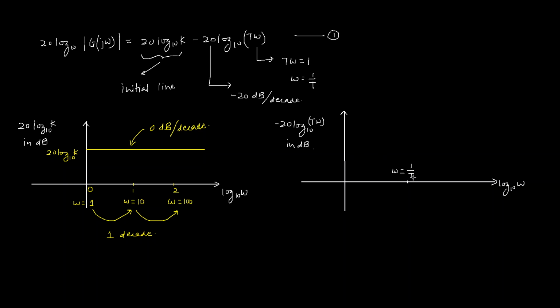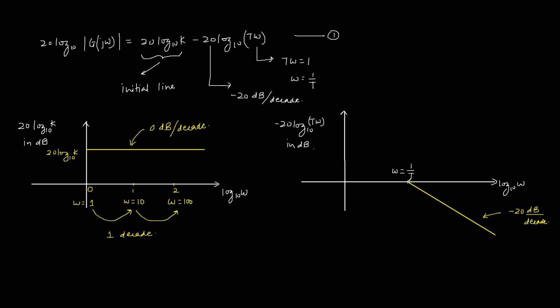And when omega is greater than 1 by t, the slope of this line is negative. So this line goes like this. When omega is increasing, the magnitude is decreasing. That's why the slope of line is negative. The slope of second line is minus 20 dB per decade.